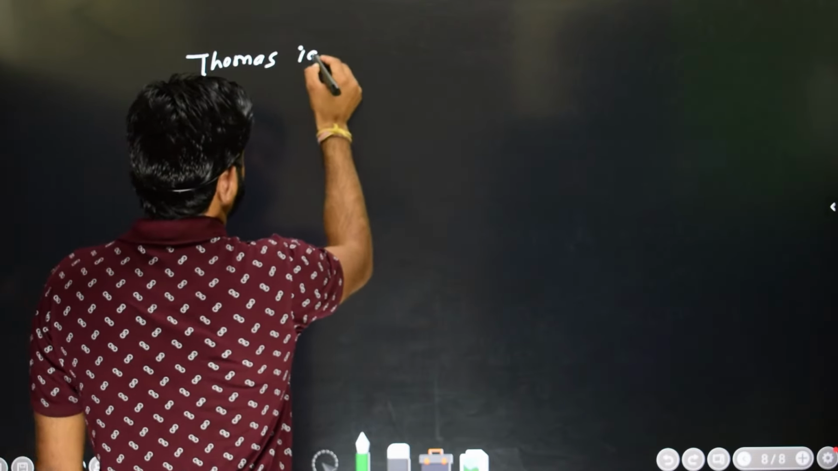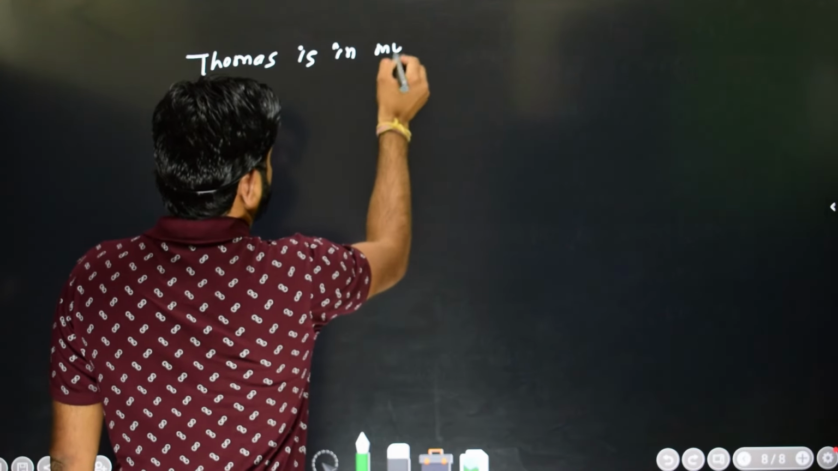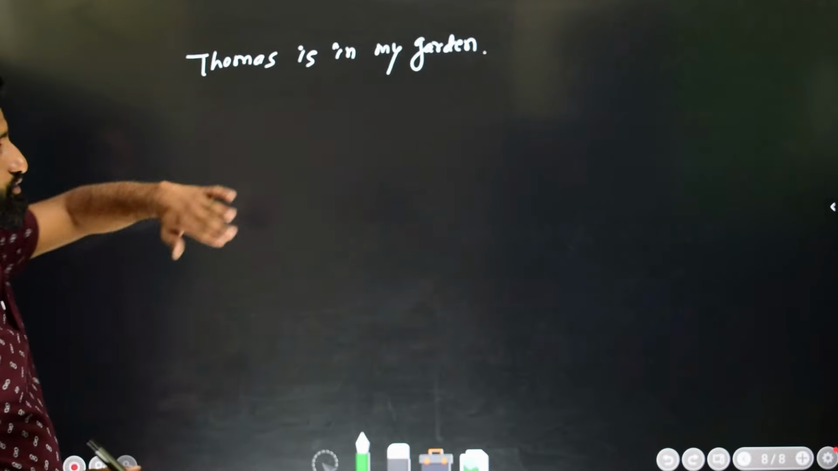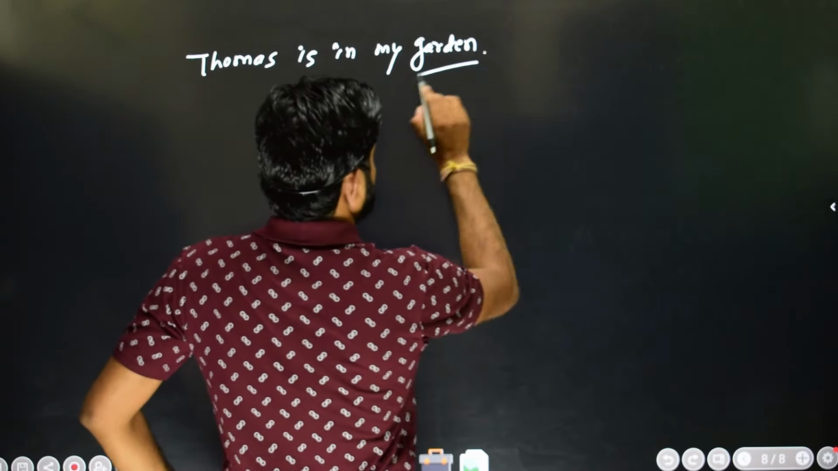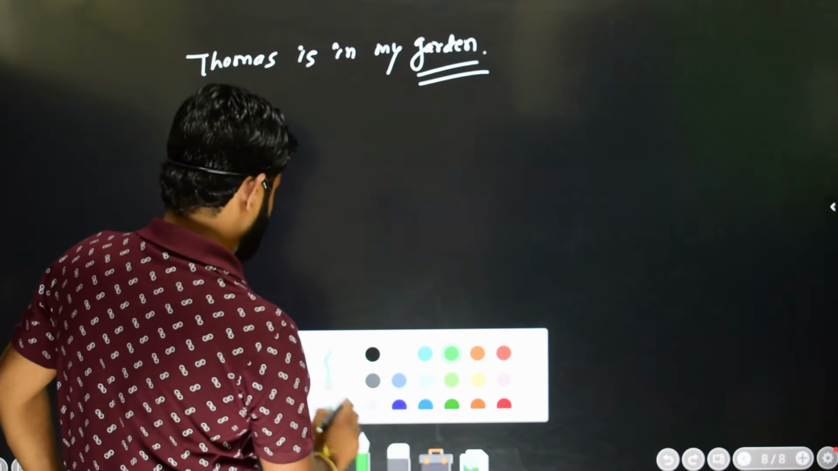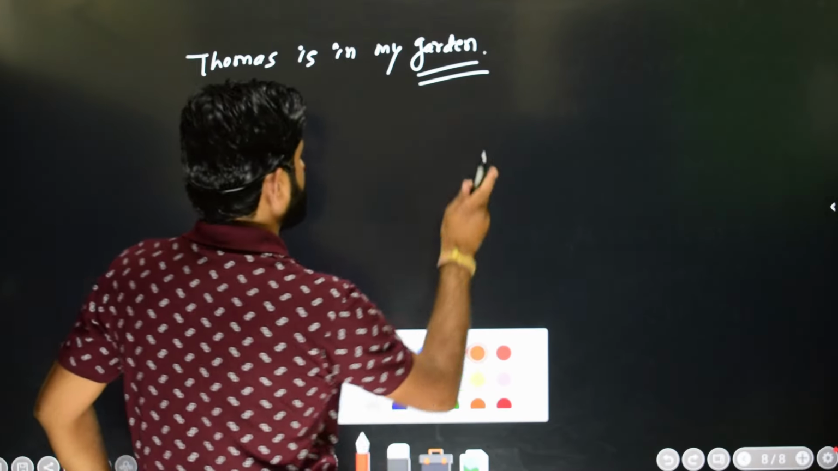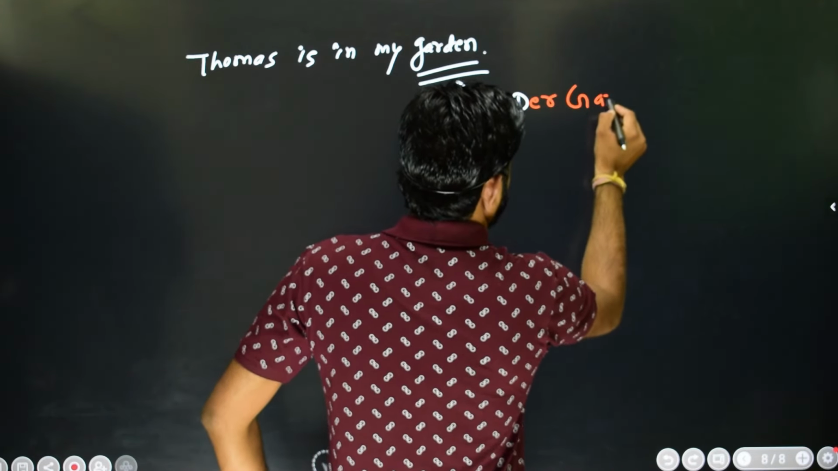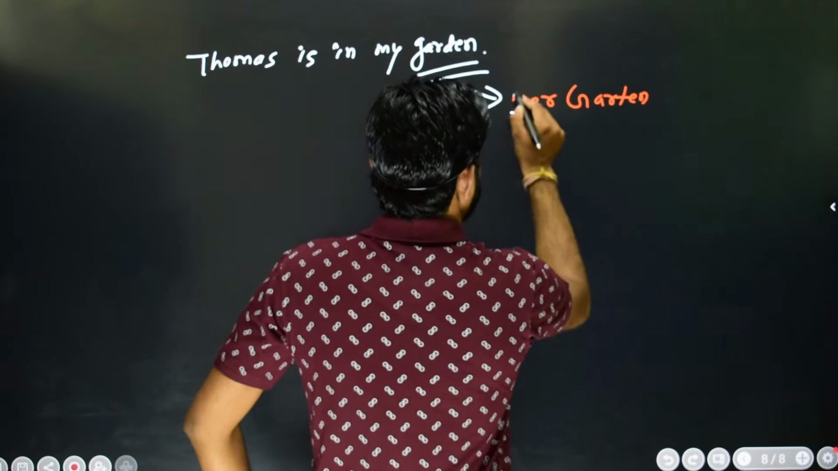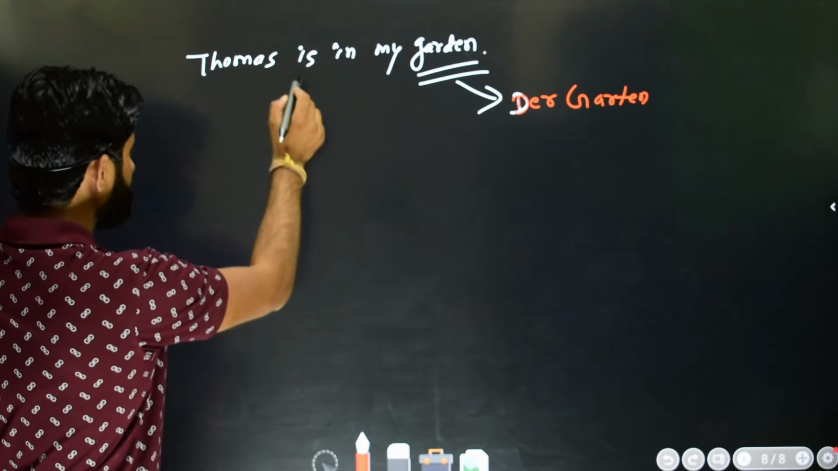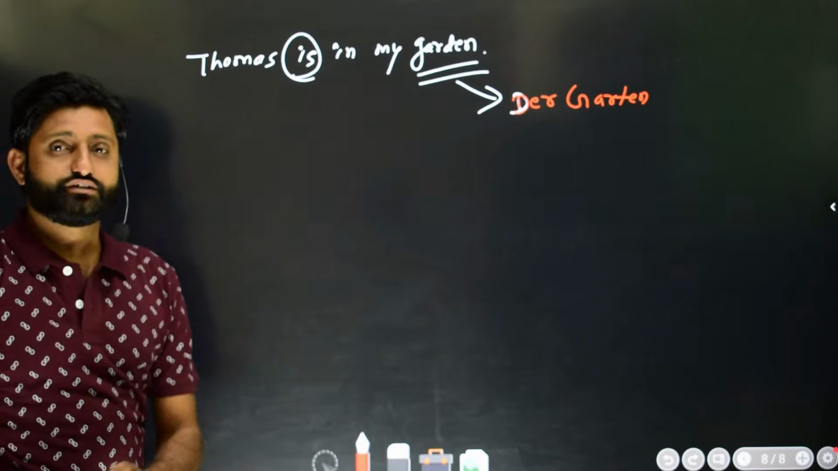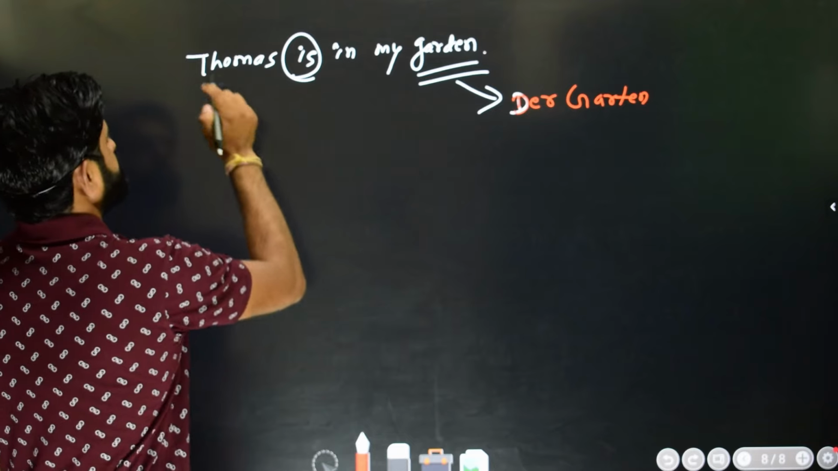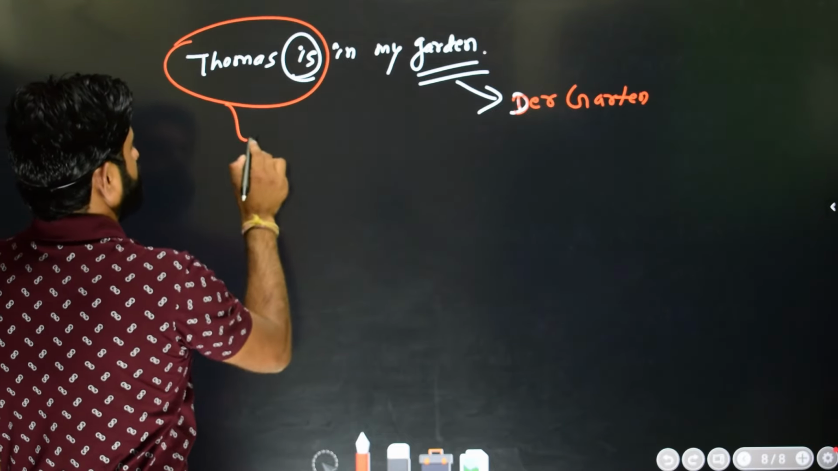Thomas is in my garden. First of all, just have the German words for this sentence. Garden will be der Garten. Der Garten means garden. What is this is? Is a sein verb. So we need to conjugate this sein verb. And this part of the sentence is nominative.